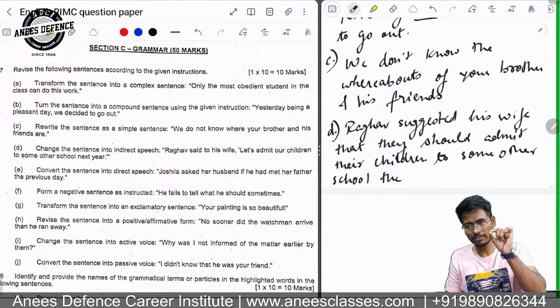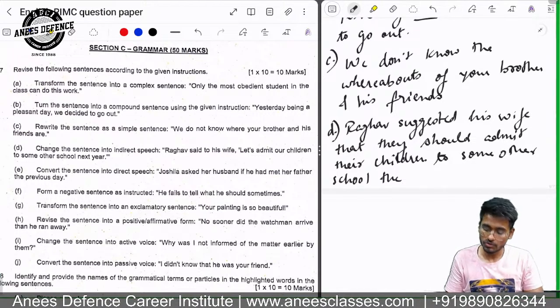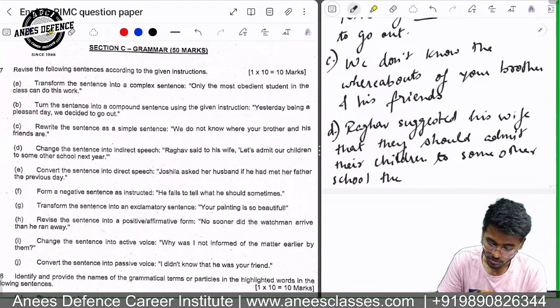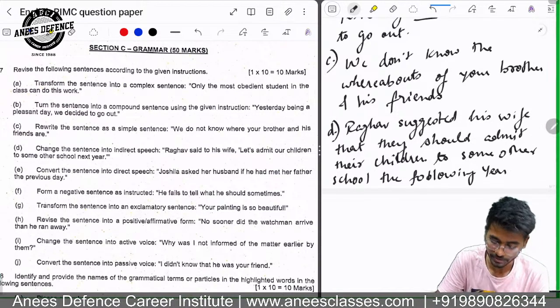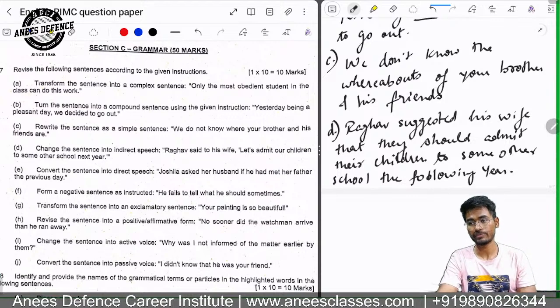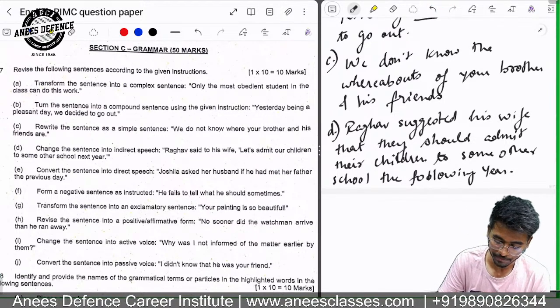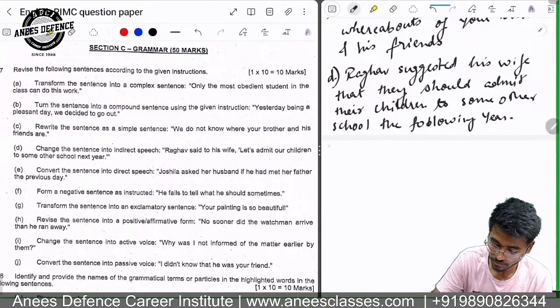First of all, you add "that". Second, you change the pronouns. And the third thing, you change the tense in the conversion from direct to indirect. Here, "next year" will become "the following year". Okay. So this is the correct answer for question D. I hope you have written like this, and if you have, then you are correct and you'll get full marks.